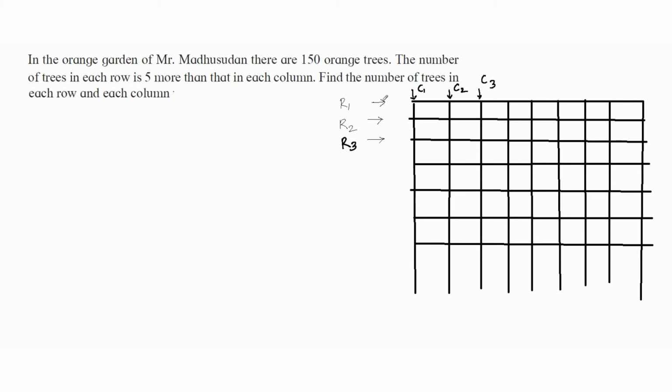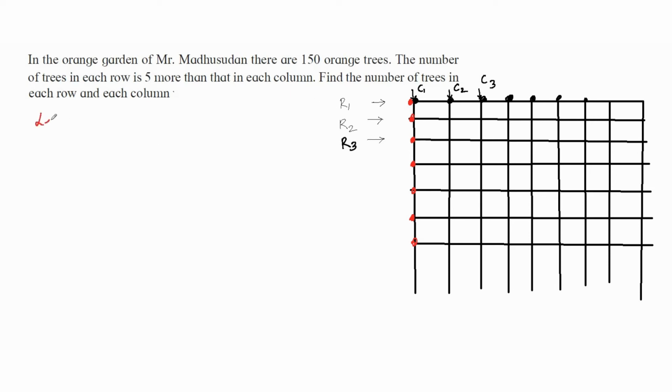So it's given that the number of trees in each row, that is the number of trees in, say, the first row, in this particular row, is 5 more than the number of trees in each column. So the number of trees in each column are the red dots, right? And the number of trees in each row are the black dots. It's given that the number of trees in each row is 5 more than that in each column.